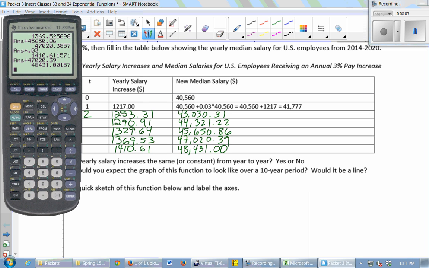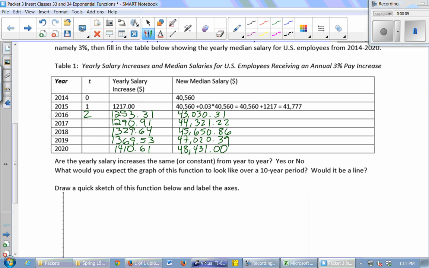Okay, so look at the amount of the increase. By how many dollars did my salary increase each year? Is it the same amount every year? No. The number of dollars in my raise is going up every year, right? $1,250, then $1,290, then $1,329, and then $1,369, and then $1,410, right? The amount of dollars that my salary went up by is not the same every year. So the yearly salary increases are not the same. They're actually increasing. The amount of my raise gets bigger every year.